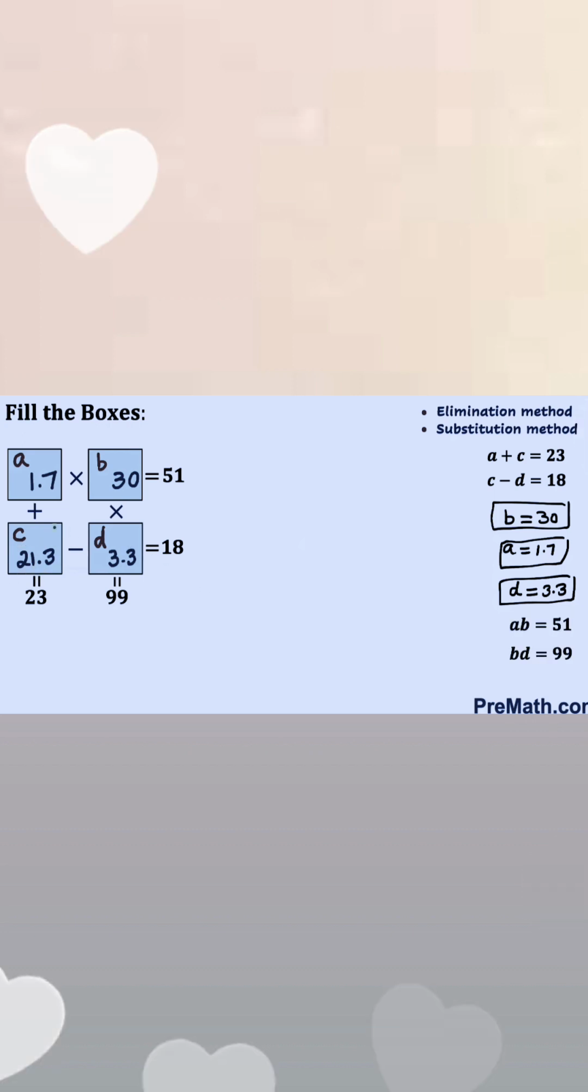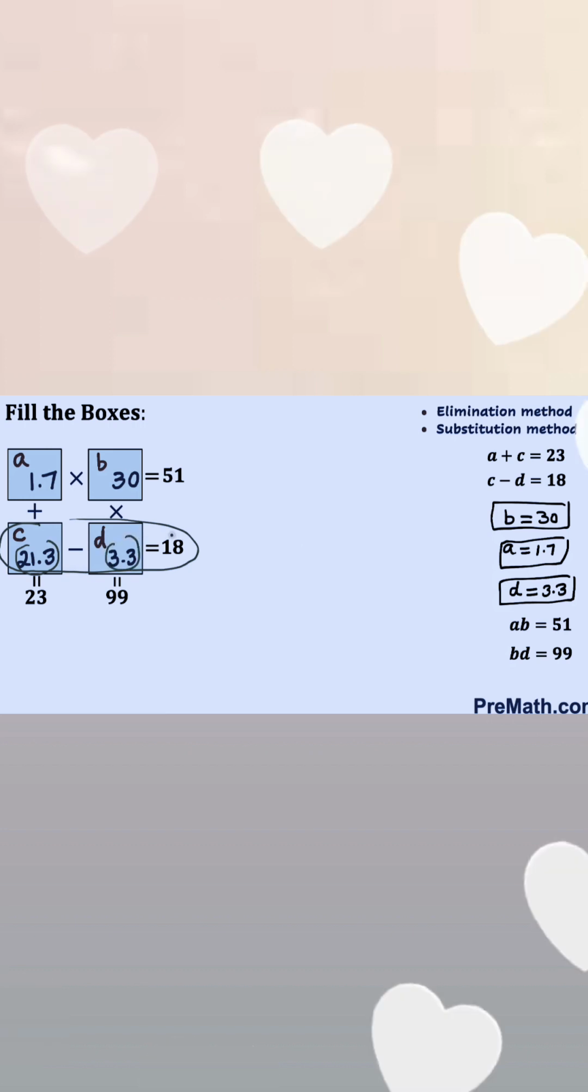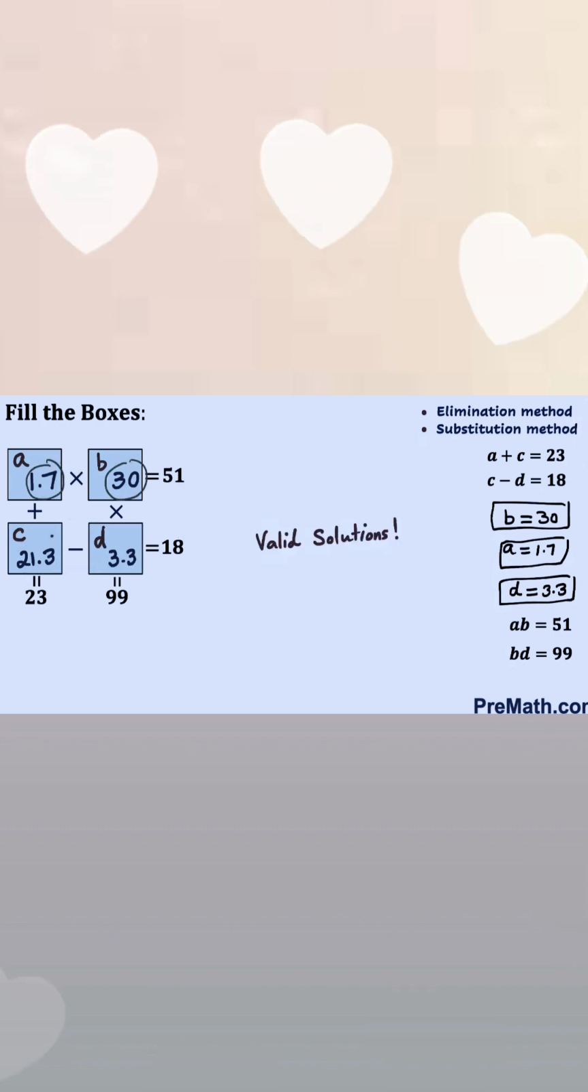3. And finally, let's go ahead and check these two horizontal boxes. 21.3 minus 3.3 is going to give us indeed 18. So therefore, we conclude that all these values are our valid solutions.